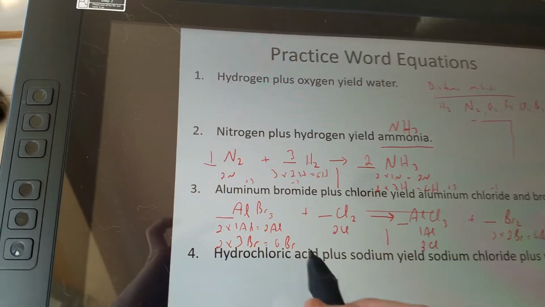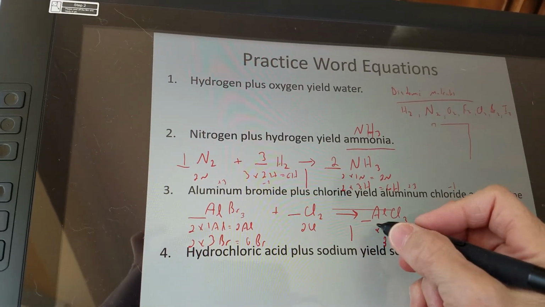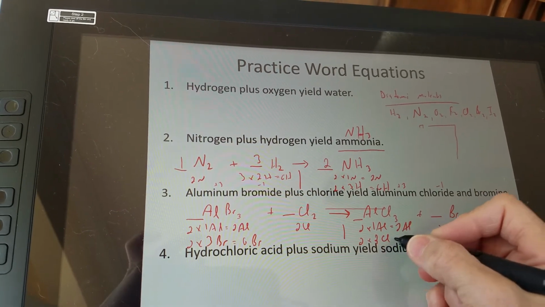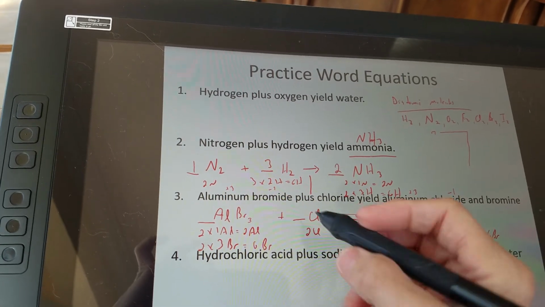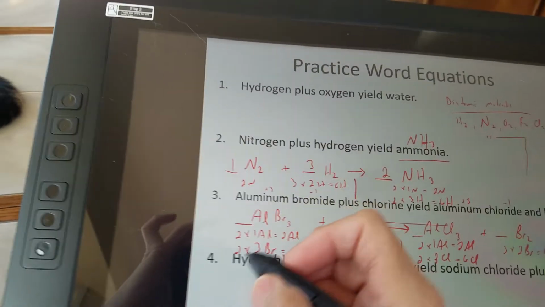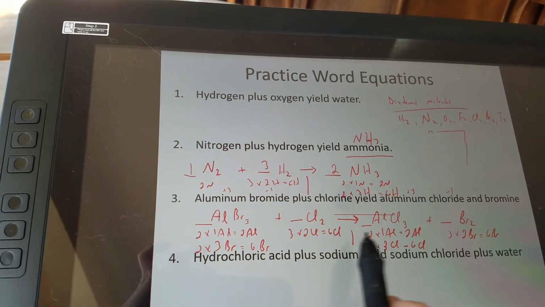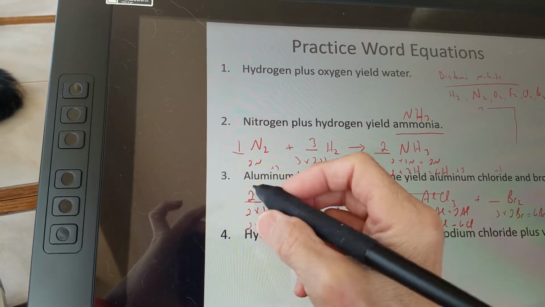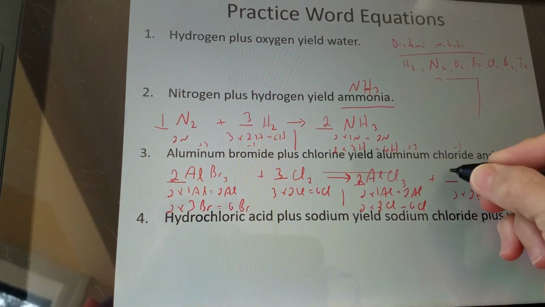So that messed up our balance of our aluminum. So now we can go and fix that and put our 2 here with our aluminum, which also affects this chlorine. Now we have 6 chlorines on this side. We'd have to multiply this one by 3 to make it 6 chlorines. So now we have everything balanced. 2 aluminums on both sides, 6 bromines on both sides, 6 chlorines on both sides. Pull up whatever we multiplied by. So there's a 2 here, a 3 here, a 2 here, a 3 here.